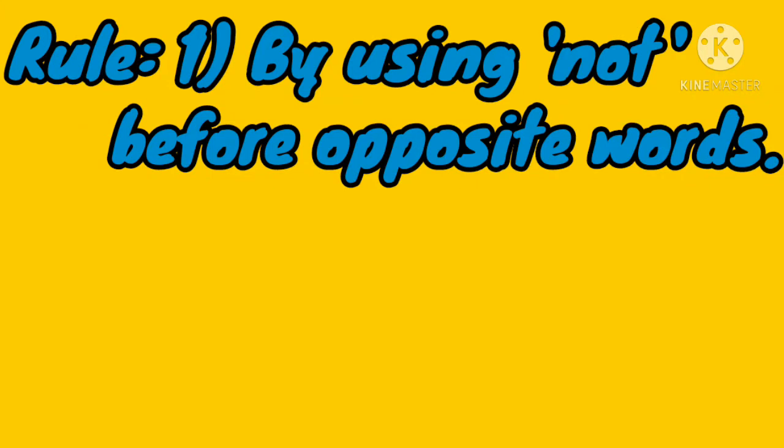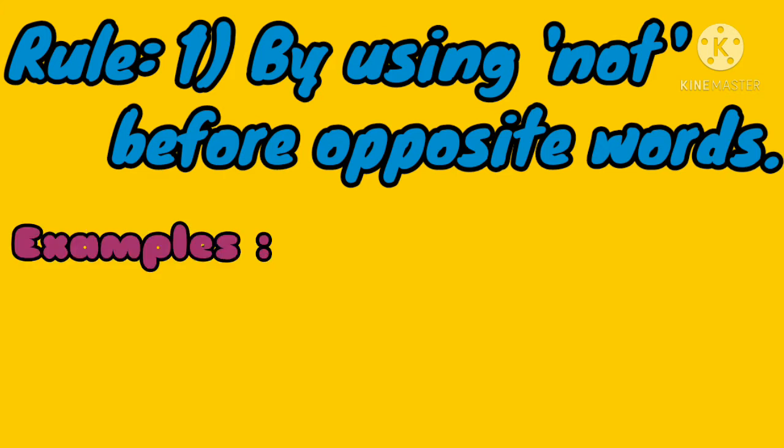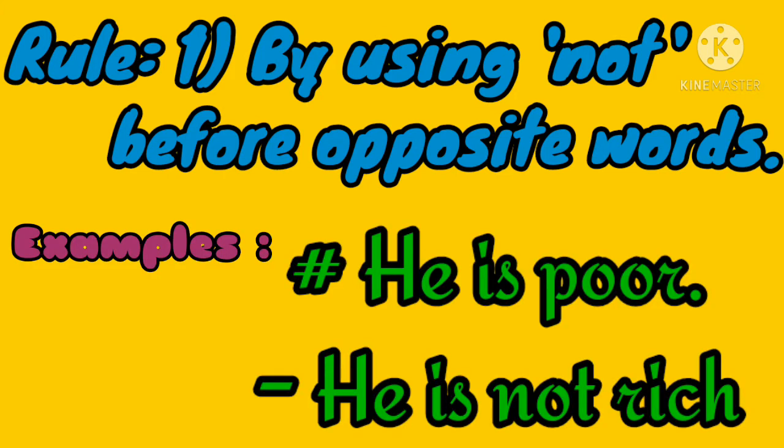Rule number 1, by using not before opposite word. Look at examples. He is poor. Now this sentence is affirmative sentence, so we have to make it into negative. So what to do? Instead of poor, we have to find out opposite word, that is rich. And before rich we have to put here not. So sentence becomes he is not rich.